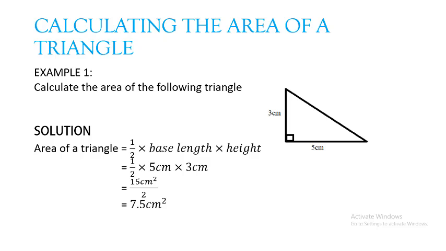The 15 there is the area of a rectangle, but we want to find the area of this triangle. That means we divide by 2, since at the beginning here we have half, so we haven't used the 2. So 15 square centimeters divided by 2, the answer is 7.5 square centimeters. So that's how we calculate the area of a triangle given the dimensions. So you just substitute the dimensions into your formula.